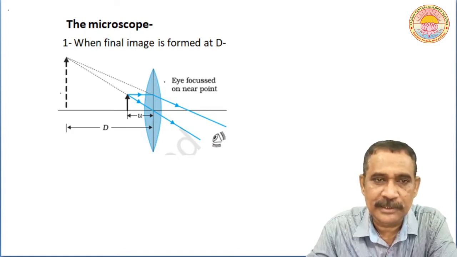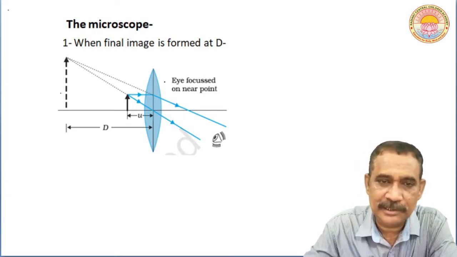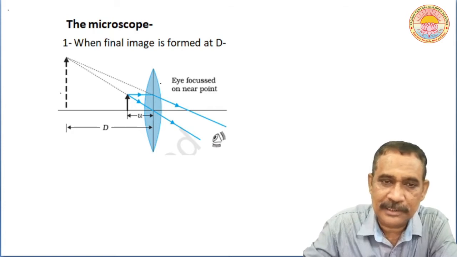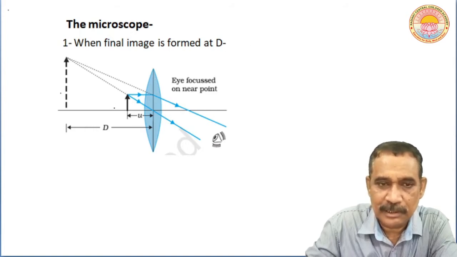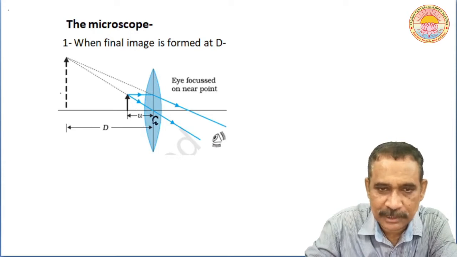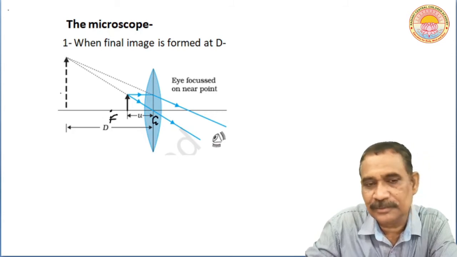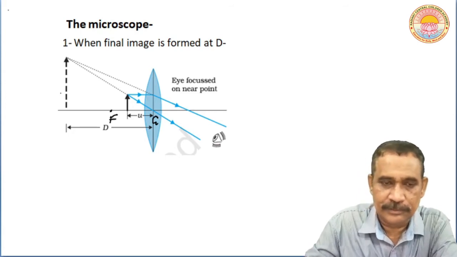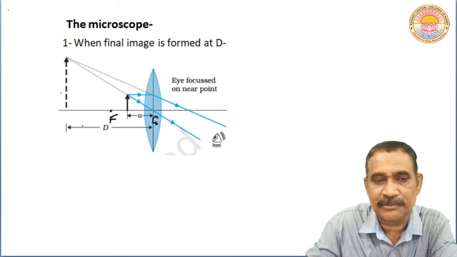So case first, when the final image is formed at D. So this is a convex lens of short focal length. To make the final image form at D, the position of the object should lie between the optical center and focus. This is the optical center of our lens, and this is the focus of this convex lens. So the image is formed at D. D means the least distance of distinct vision.